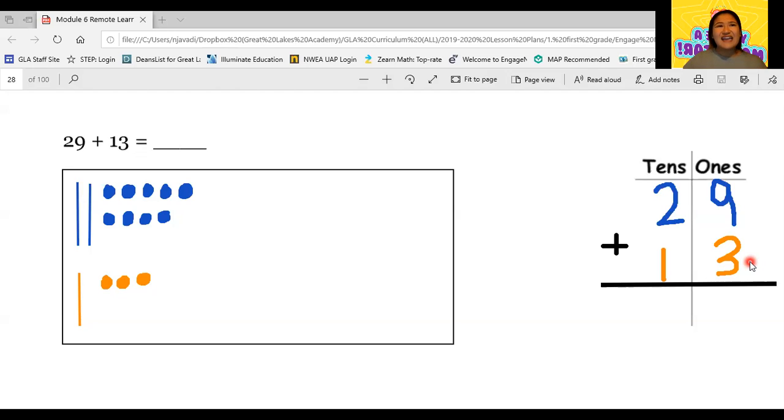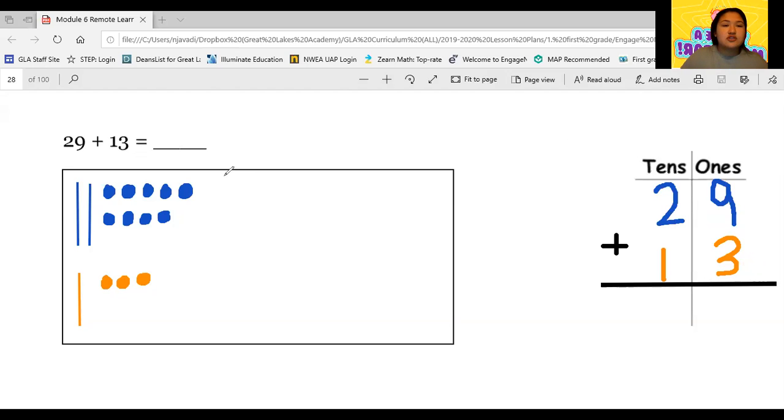ones. Can I make a new 10 using 12 ones? Raise your hand if I can make a new 10. Give me a thumbs up if I can make a new 10. That's right, I can make a new 10 using 12 ones. I know this because I know 12 has one part of 10 and one part of 2 ones.